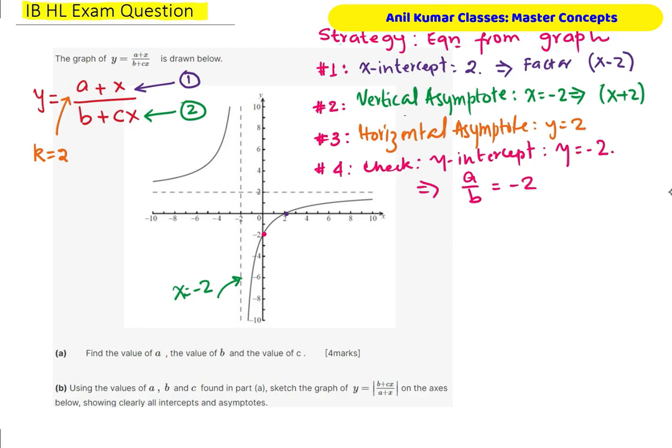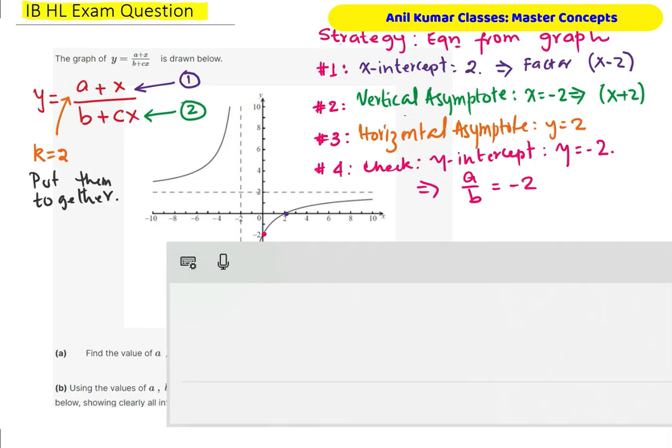Now let's see how we solve this. We got all the factors, so let's put these things together. These are the baby steps, small steps, which can immediately give you the equation of this rational function from the graph. Do you appreciate it?